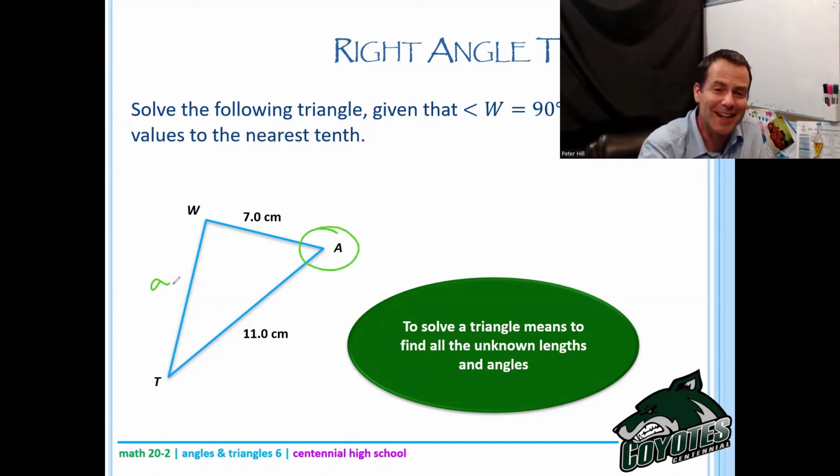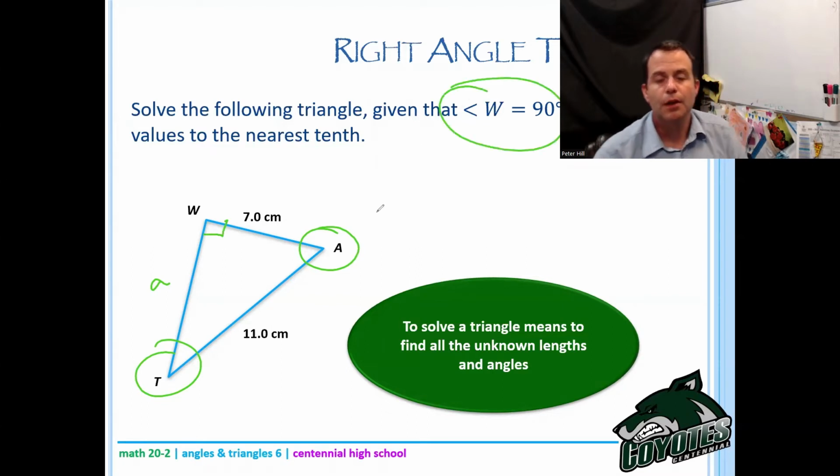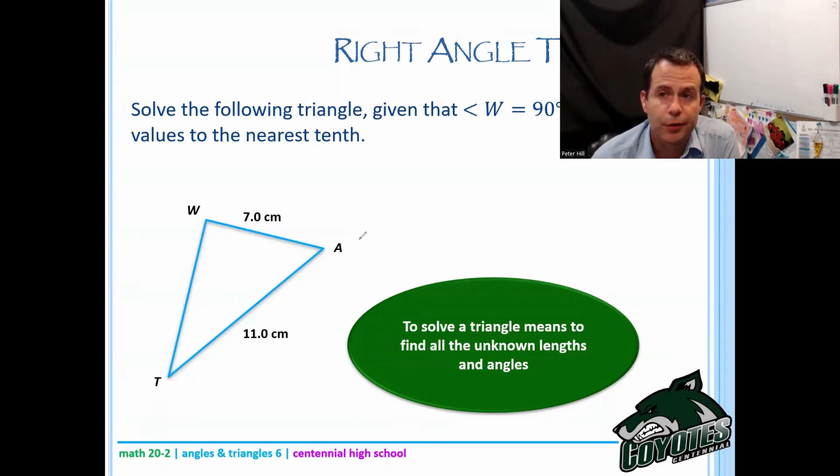So I want to find side A, I want to find angle A, and I want to find side or angle T. I already know angle W because that was given to me right here, right? Okay, I'm going to go for side A first. I have two sides of a right-angled triangle, so I'm going to use the Pythagorean theorem to get the third. Now I have the hypotenuse.